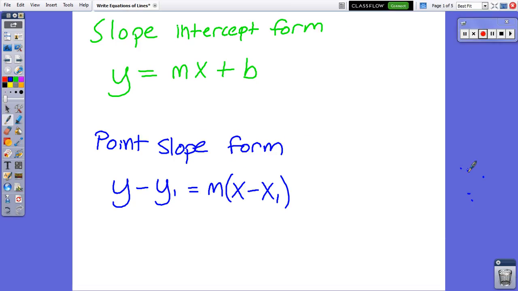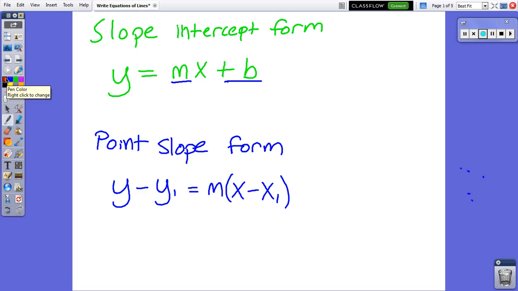In this lesson, we're going to look at how to construct an equation of a line given some certain information. Depending on what information we're given for the question, that will determine which of these forms we're going to use. On the top is slope-intercept form. It's called slope-intercept form because in the equation is the slope, that's m, and the y-intercept, that's b. So if we're given the slope and the y-intercept, we're going to want to use slope-intercept form.